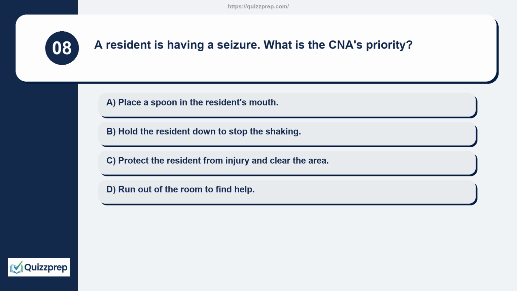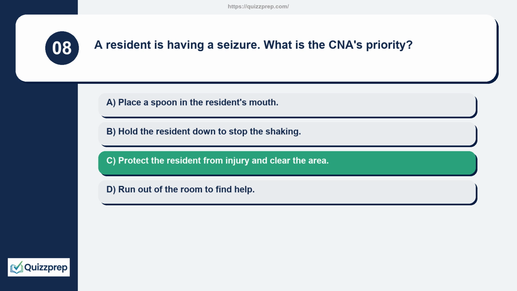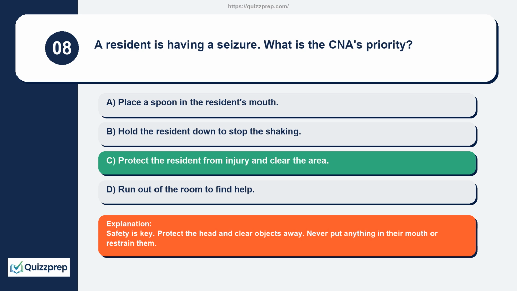Question 8. A resident is having a seizure. What is the CNA's priority? Place a spoon in the resident's mouth. Hold the resident down to stop the shaking. Protect the resident from injury and clear the area. Run out of the room to find help. Safety is key. Protect the head and clear objects away. Never put anything in their mouth or restrain them.